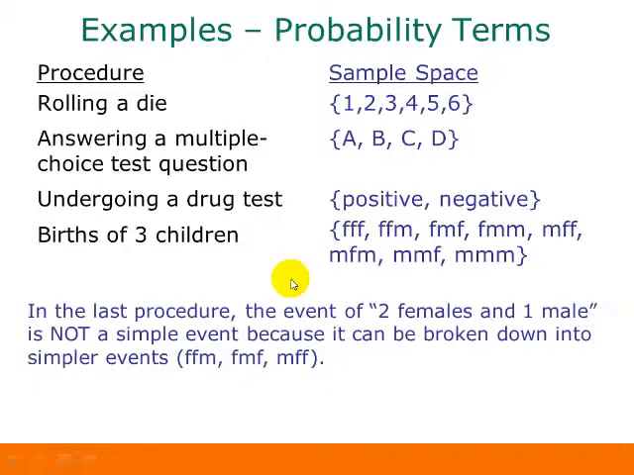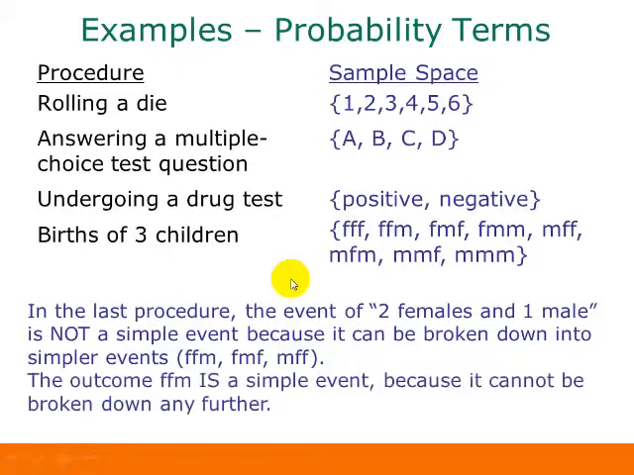Now, in that last procedure, the event of 2 females and 1 male is not a simple event because that could happen in 3 different orders. So it could be broken down into 3 simpler events. Either the 2 females came first and the male came last, or the male was in the middle, or the male was first. So there are 3 different possible ways that we could get 2 female children and 1 male child. Now the outcome female, female, male is a simple event because it can't be broken down any further.